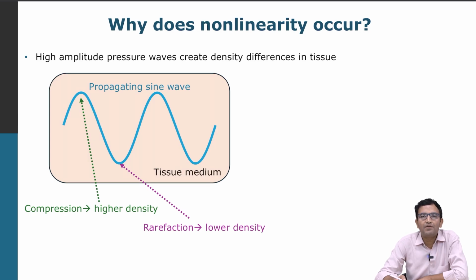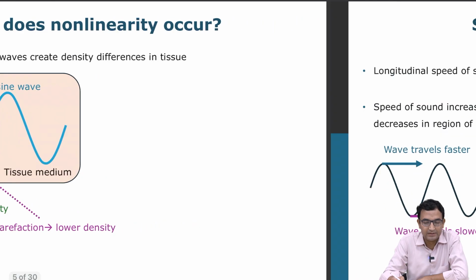However, when we have high amplitude waves or even finite amplitude waves, what you can expect is that there will be density differences in tissue as the wave propagates, because we have this compression phase, and then we have a rarefaction phase. So here is an example where this is the compression phase, where the wave is actually going to compress the medium, and here is the rarefaction phase. So when the medium is compressed, the density increases, and when the medium is rarefied, the density decreases.